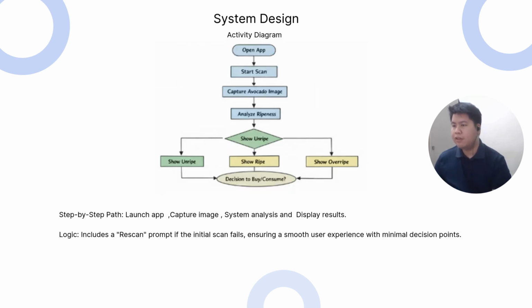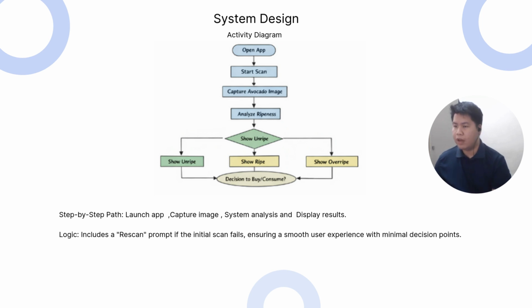For the activity diagram, users will open the app, start scan, capture the avocado, analyze ripeness, and it will show the ripeness. If it shows overripe, the decision will be made by the consumer whether to buy or not to buy. It shows unripe, ripe, or overripe, depending on the user's preference of what ripeness they want for the avocado.